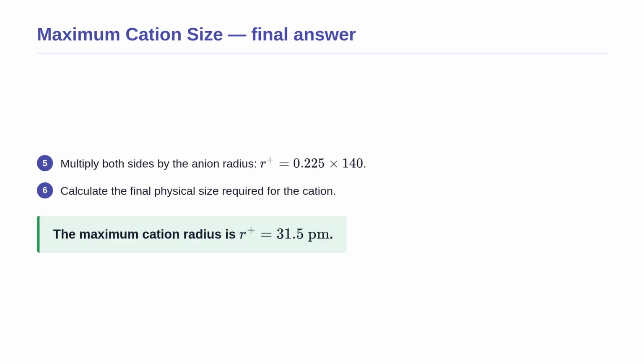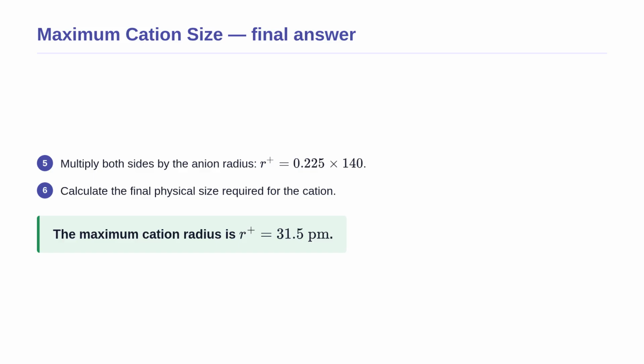To find the unknown cation radius, we simply multiply both sides of the equation by 140. We are scaling the ideal ratio up to the actual physical size of the anion. The result is 31.5 picometers.